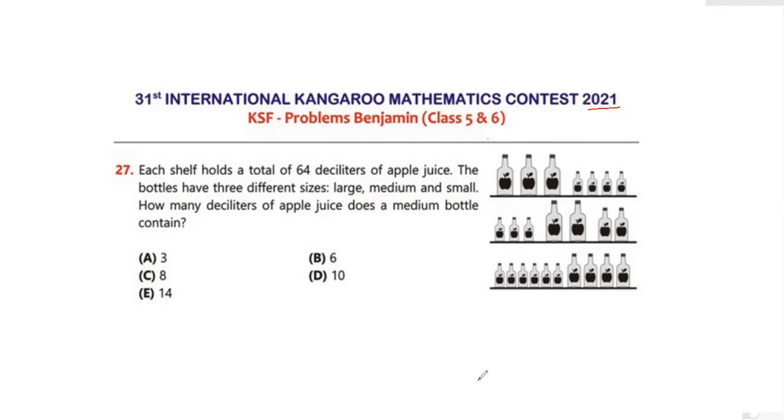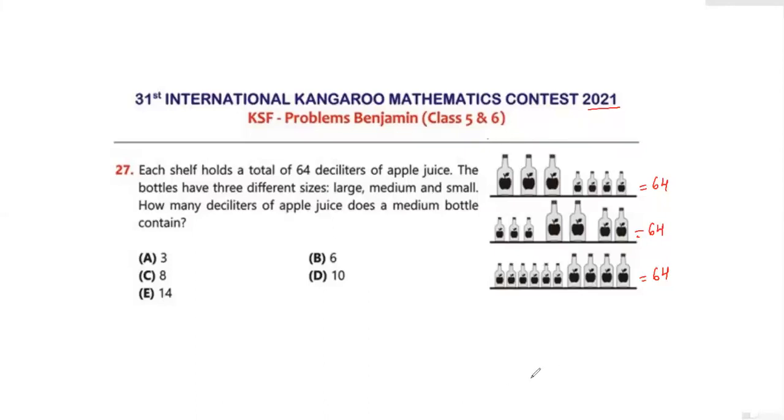Let's read the question. Each shelf holds a total of 64 deciliters of apple juice. So each shelf is holding 64 deciliters of apple juice. The bottles have three different sizes, large, medium and small. How many deciliters of apple juice does a medium bottle contain? Now, this is the question.